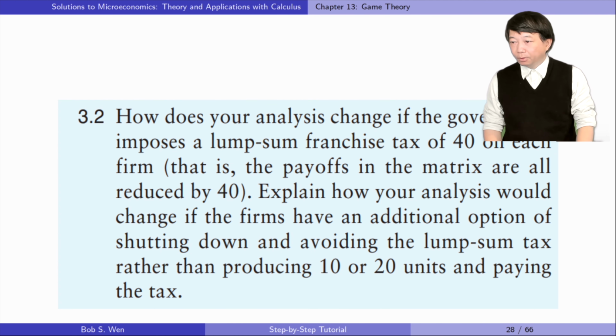Let's solve exercise 3.2. How does your analysis change if the government imposes a lump sum tax of 40 on each firm? That is, the payoffs in the matrix will all be reduced by 40. Explain how your analysis will change if the firms have an additional option of shutting down and avoiding the lump sum tax rather than produce 10 or 20 units and paying the tax.